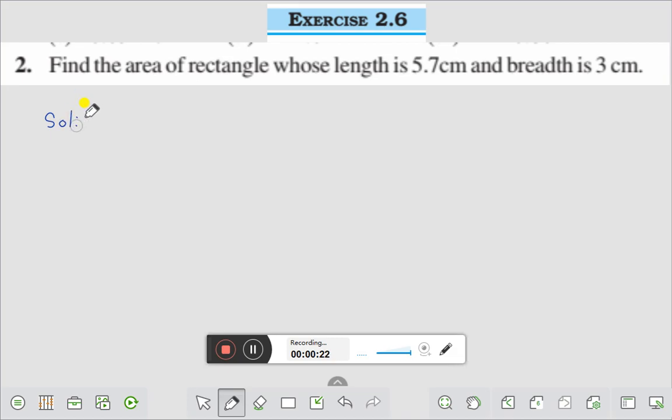We know that area of a rectangle is equal to length into breadth. Length into breadth.